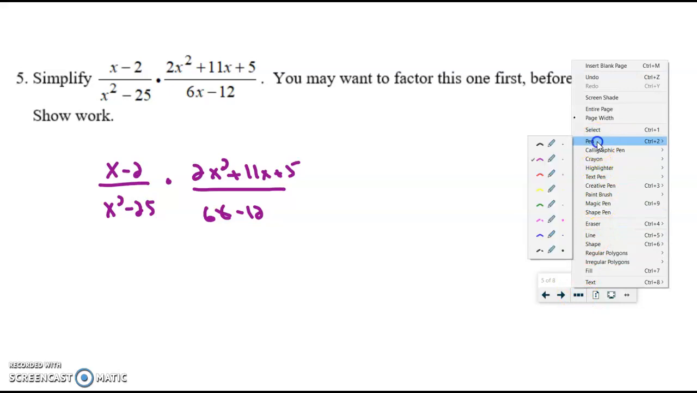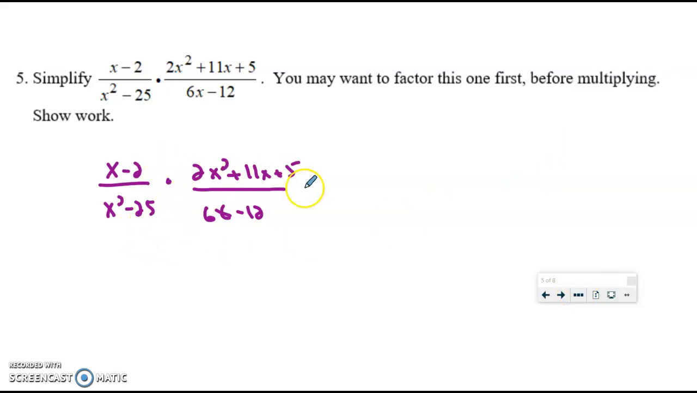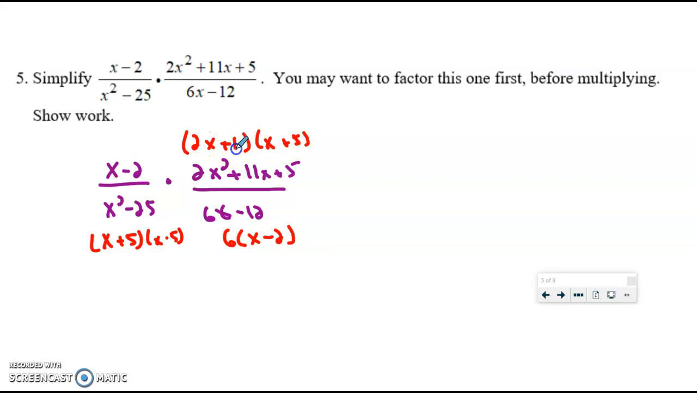So let's look at this. I'm going to factor out as much as I can. I know that x squared minus 25 is x plus 5, x minus 5. If I look at 6x minus 12, that turns out to be 6 times x minus 2. So let's look at the numerator. Just to expedite things, I think I get 2x, and then I got x plus 5. I think I get a plus 1 here. So I got 2x plus 1, x plus 5.